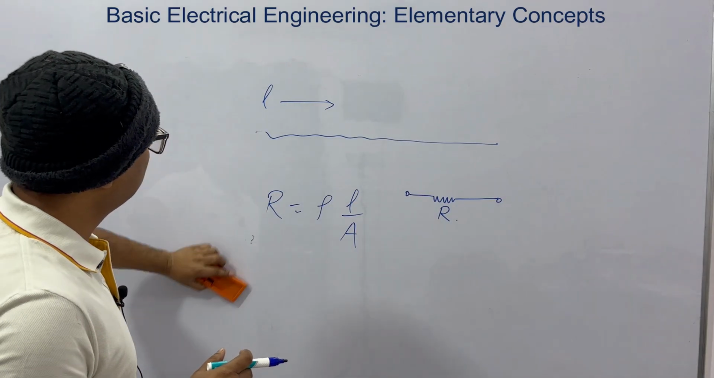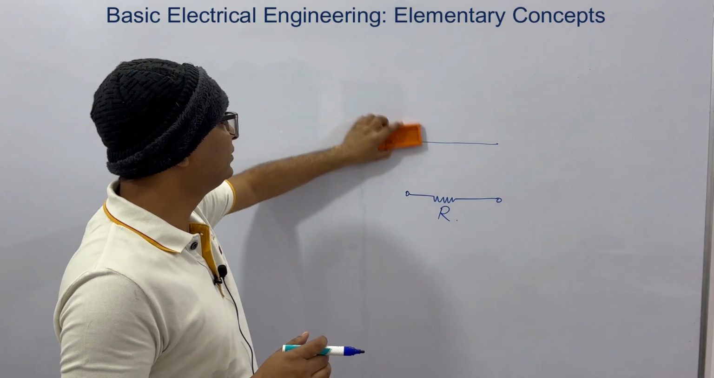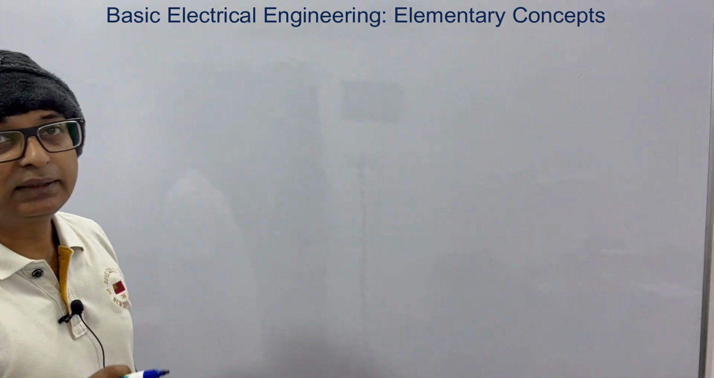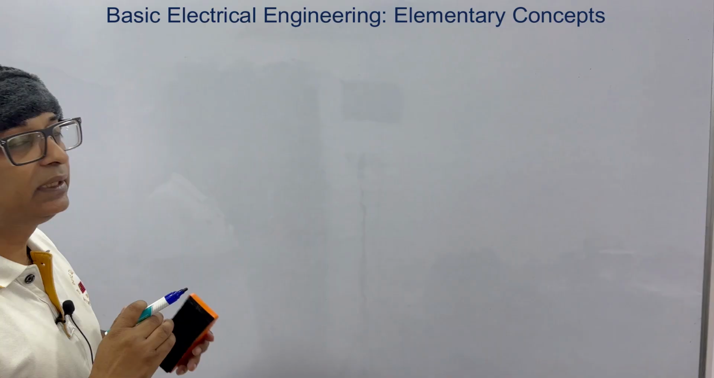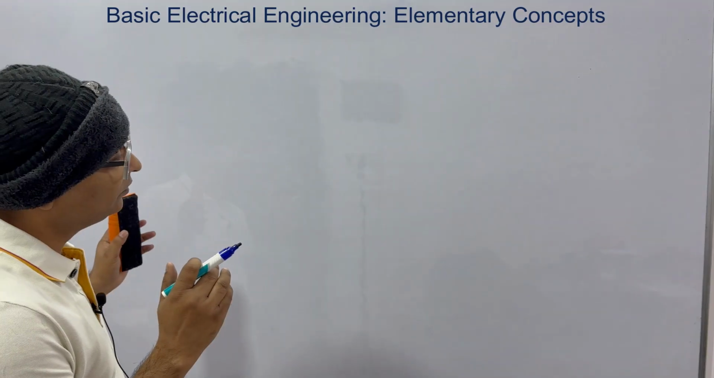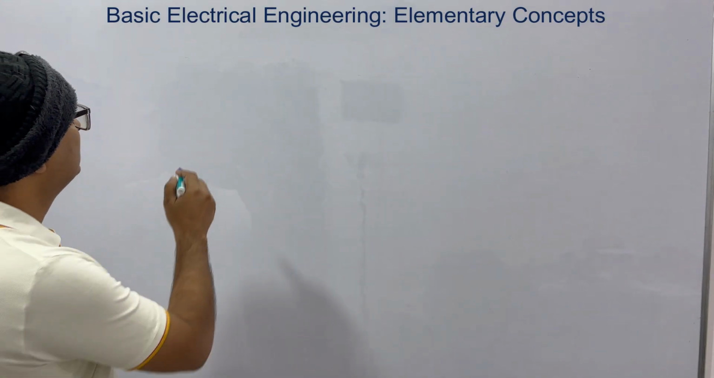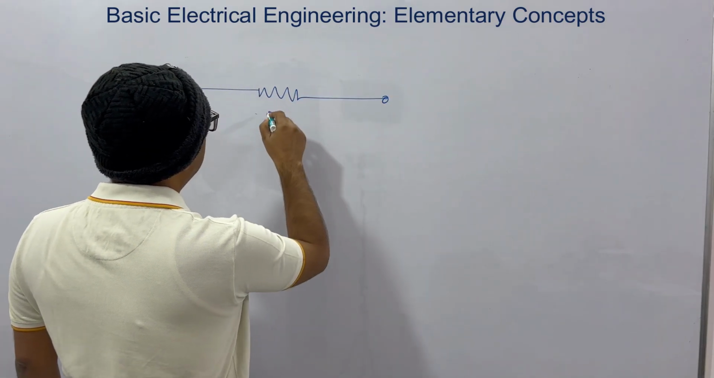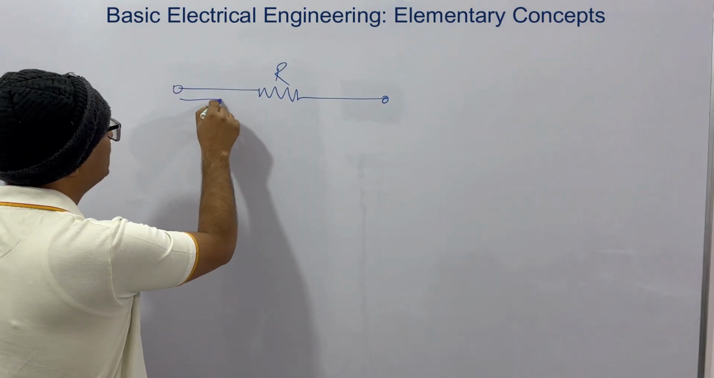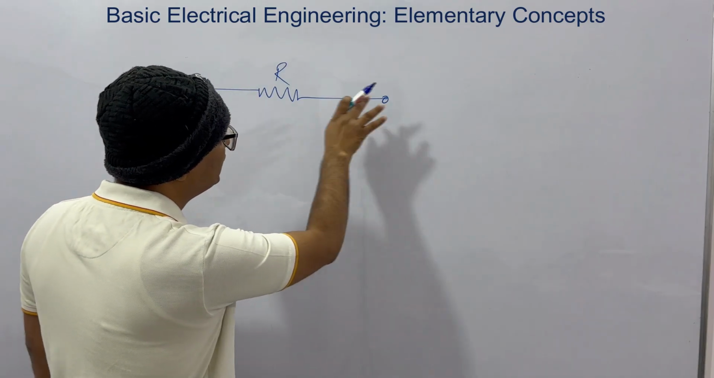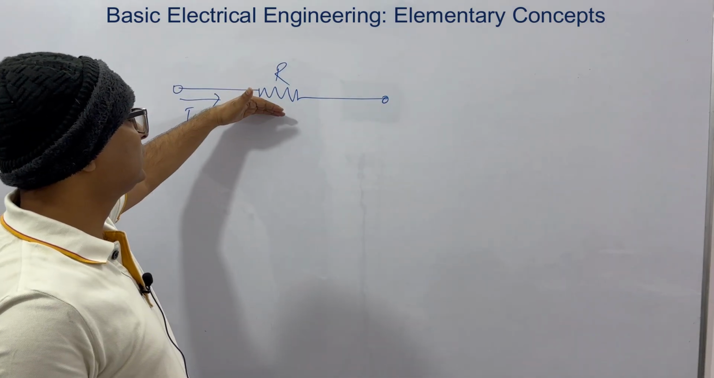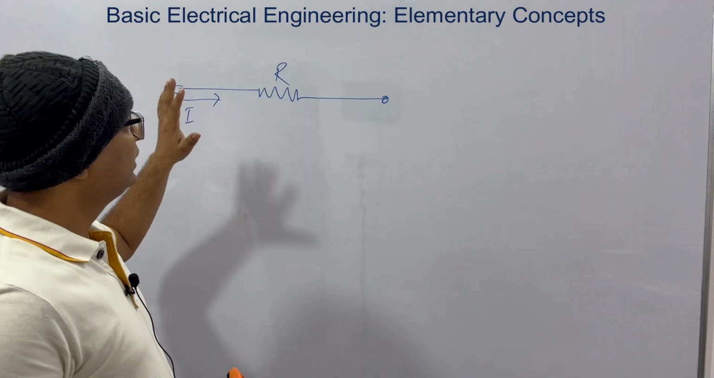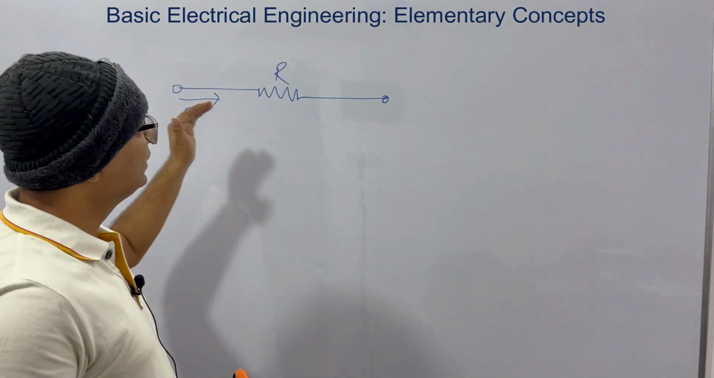So first of all, let's see resistance. It is a dissipative device. Dissipative in the sense that it dissipates energy. If you provide energy to it, it will dissipate energy. When current flows through a resistor, let's say this is our resistor, and this current is I, the resistor will dissipate energy in the form of heat energy. And the process is irreversible.